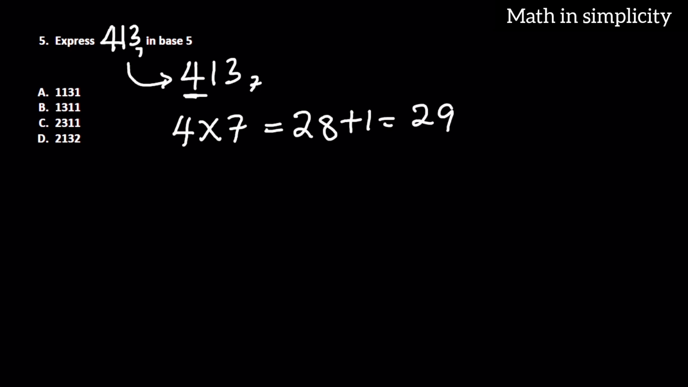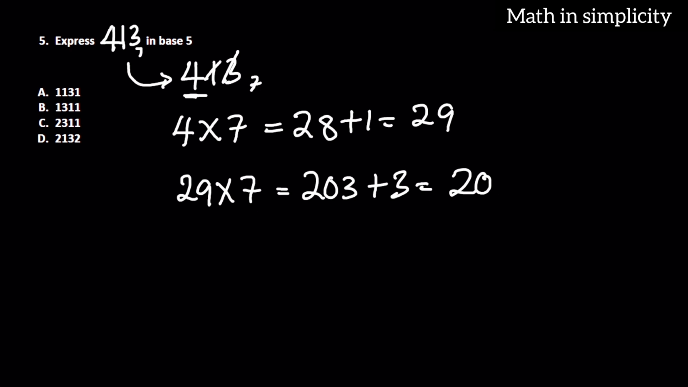We start again. We have added the 1, so we now have 29 times 7 again, which is the base. If you do 29 times 7, you should get 203, if I'm correct. Then we add the next number, which is 3. 203 plus 3 gives us 206 base 10. So we have converted 413 base 7 to base 10.